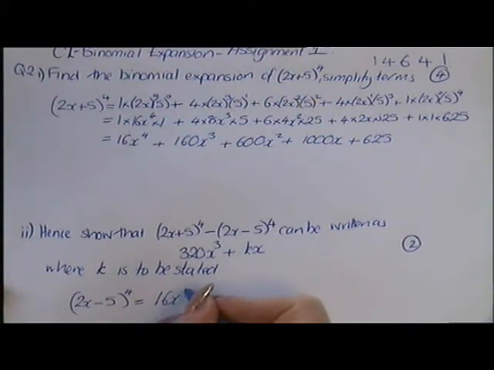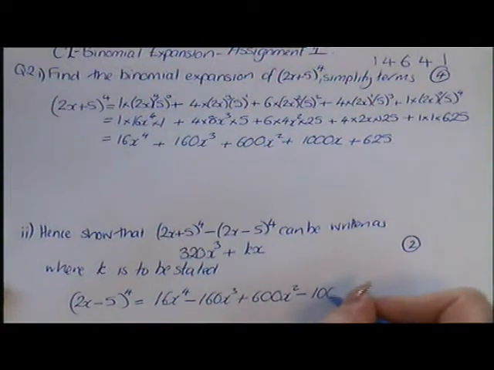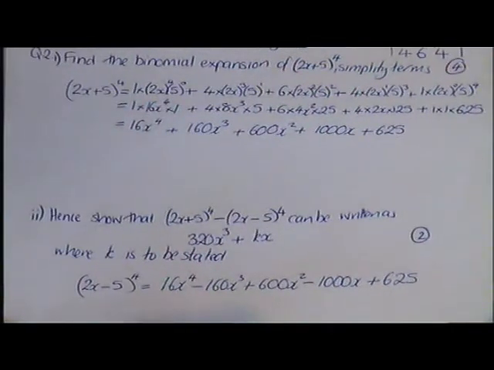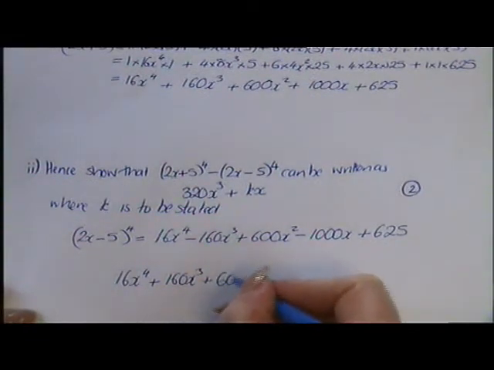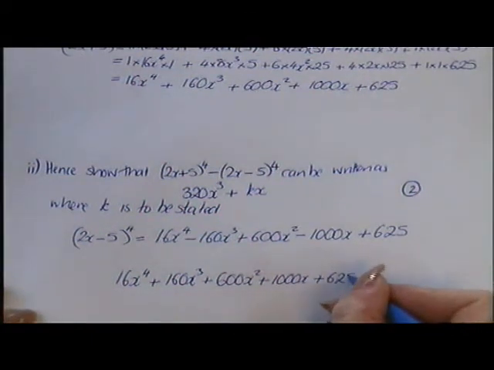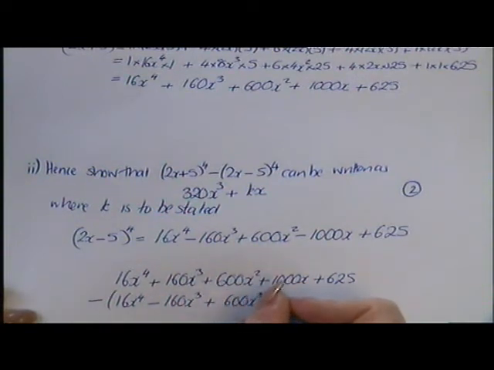So I get 16x to the 4, take away 160x cubed plus 600x squared, take away 1000x plus 625. So putting these two parts together from part A and part B, I've got 16x to the 4, add 160x cubed, add 600x squared, add 1000x plus 625, and I'm taking away the 16x to the 4, take away 160x cubed, add 600x squared, take away 1000x plus 625.